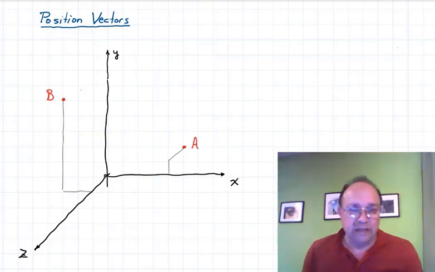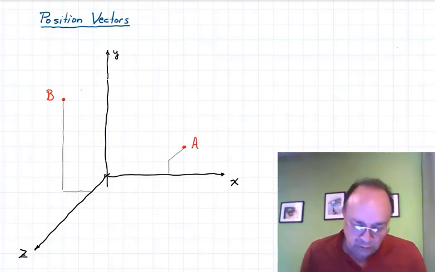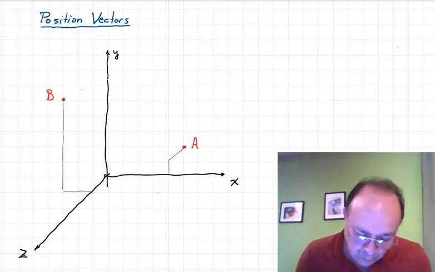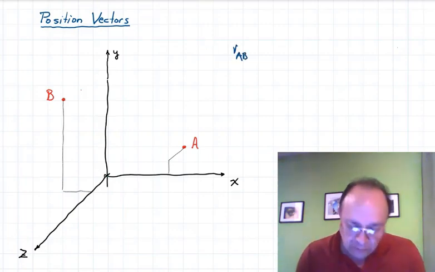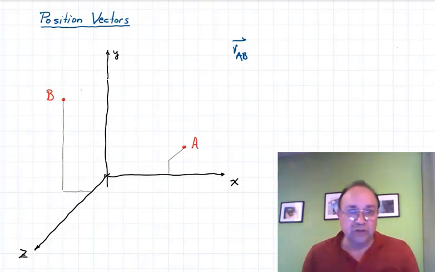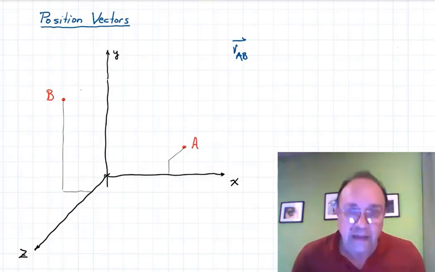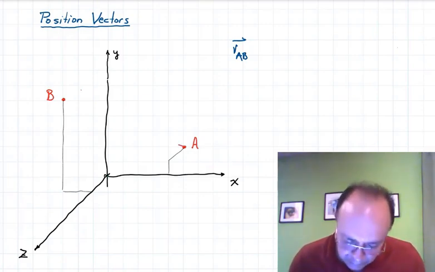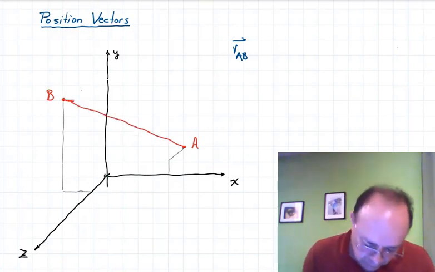Like in this case that you see here on the screen, you have two points, A and B. A position vector, which is usually called with the letter R, position vector R sub AB, will be the vector that is going to tell us the position of point B with respect to point A. So I'm going to draw it here. Position vector RAB will be this vector right here. This is the vector RAB.